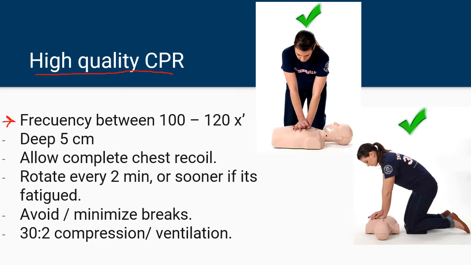Frequency between 100 and 120 per minute. The depth of the thoracic compressions must be 5 cm or 1/3 of the anteroposterior diameter of the thoracic cavity. Also allow complete chest recoil, which is very important. We're going to talk about this soon in a few slides. Rotate every 2 minutes the operator who is making the compressions, because this is a very exhausting exercise. If you continue more than 2 minutes, you will do it badly because you will be very tired.